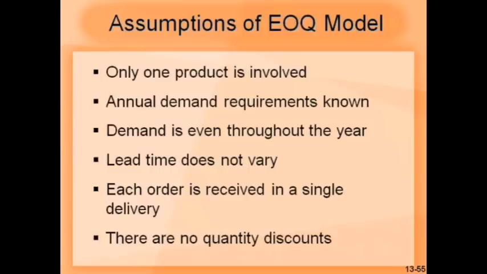So let's look at some of the basic assumptions. They assume only one product is involved. This is for simplicity. Annual demand requirements are known. Demand is even throughout the year, so we are not looking at a very high amount of seasonality. Lead time does not vary. So we should not have a situation where lead time is 2 days for one supply, and for the same supply next time it becomes 1 month. We are not looking at that kind of high variability. Each order is received in a single delivery. So one order means one delivery, and there are no quantity discounts.